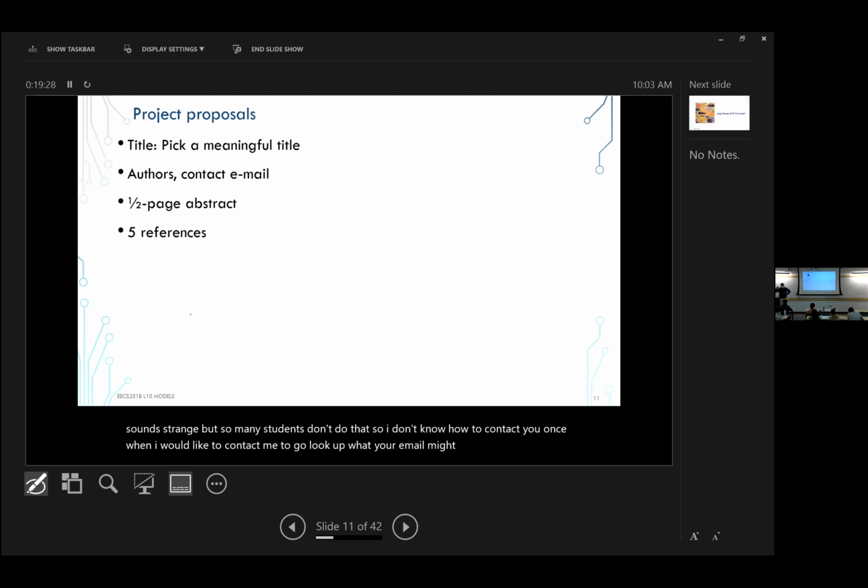And the abstract should be no more than half a page. Less than half a page would be appreciated, but it should have sufficient content in there. It should have 5 references indicating that you understand the state of the art. These 5 references should indicate what you think is the state of the art, and your instructors are going to give you feedback whether they agree with you that that is the state of the art or something else may be.